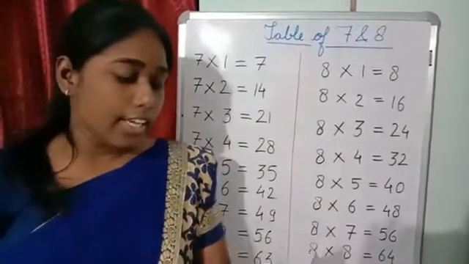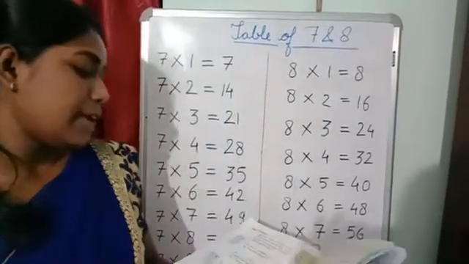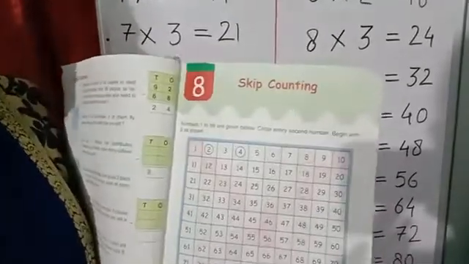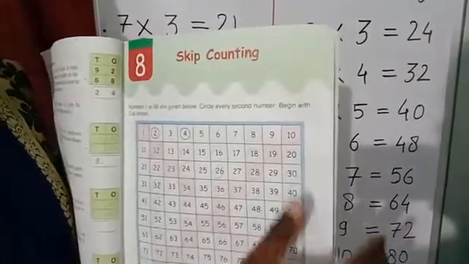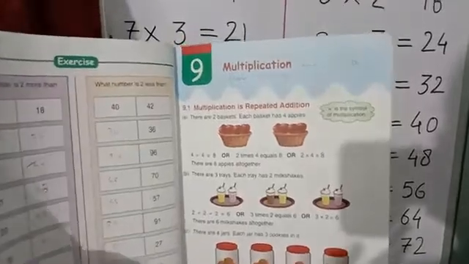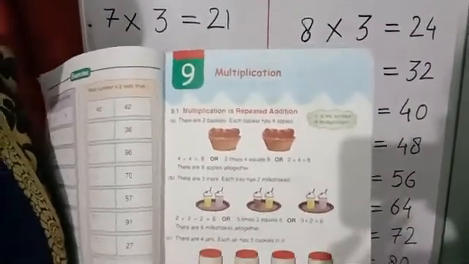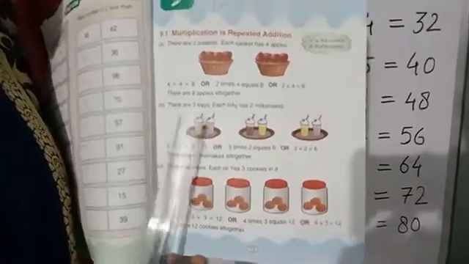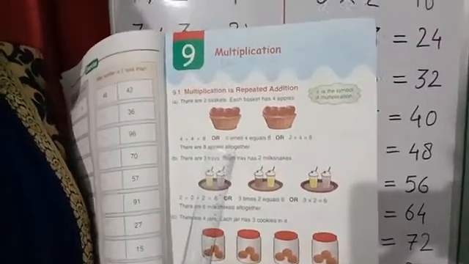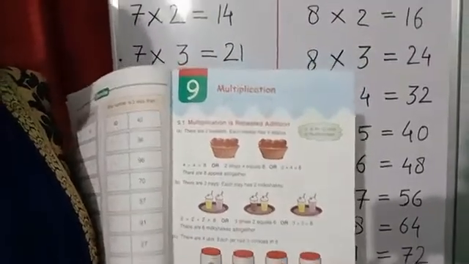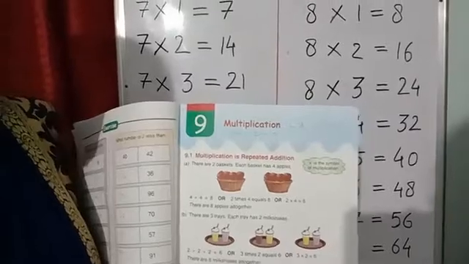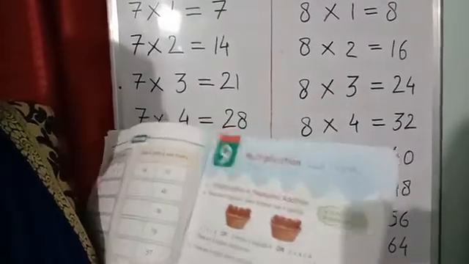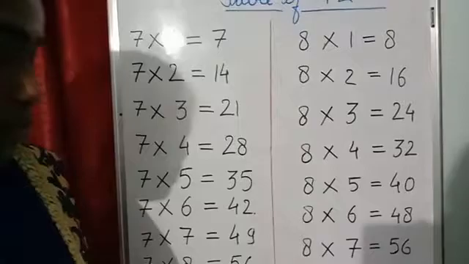So, children, in the previous video, we discussed chapter 8, that is skip counting. Okay? And our next topic is chapter 9, multiplication, on page number 73. Before we start multiplication, we will learn the tables from 7 to 10. Okay? So, let's learn the table and revise the table once again.